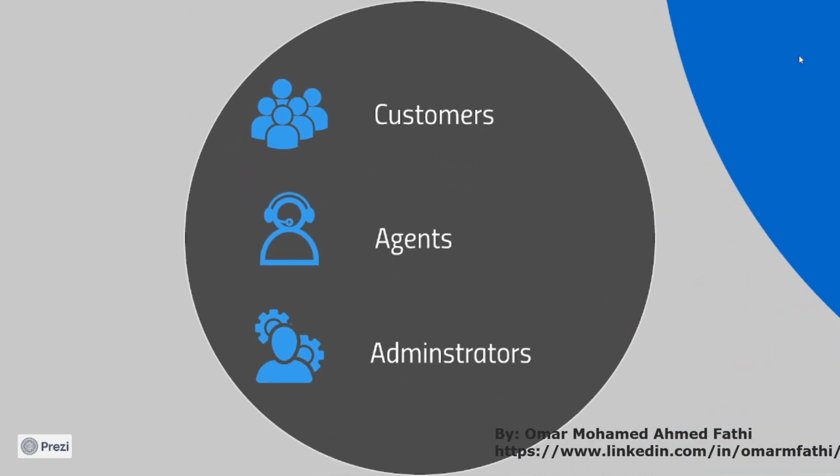There are three main roles in Jira. Customers, the people who raise requests. Agents, the people who work on these requests. Administrators, the people who configure the projects. There are some keywords and concepts you need to know before starting.